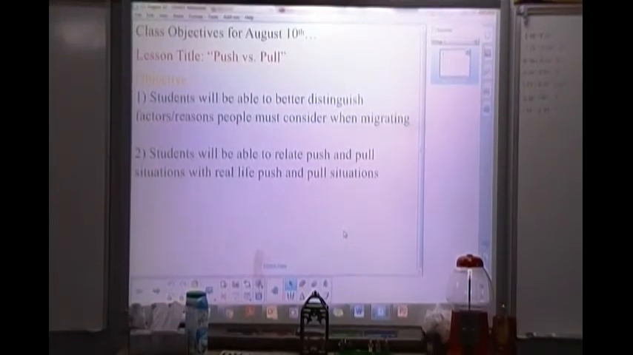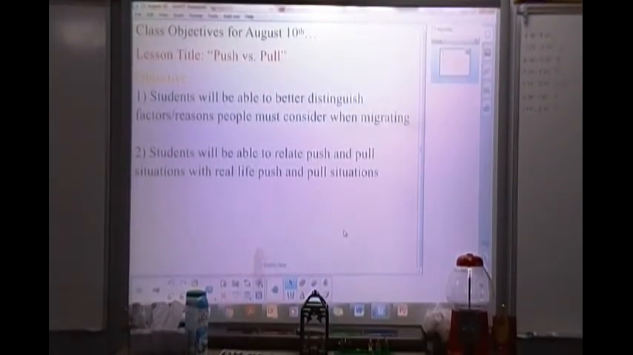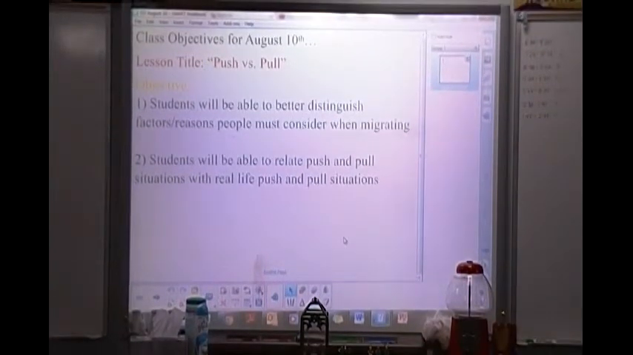An obvious one would be the pay. How many of you put the pay? That's obvious. That's a good answer. What would push you away from a certain job?